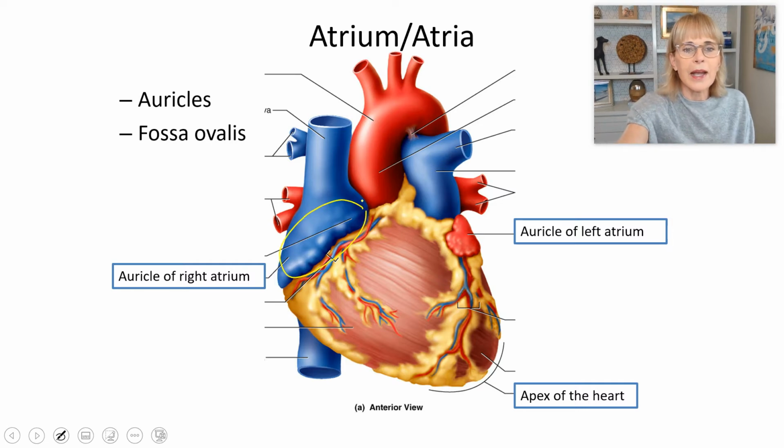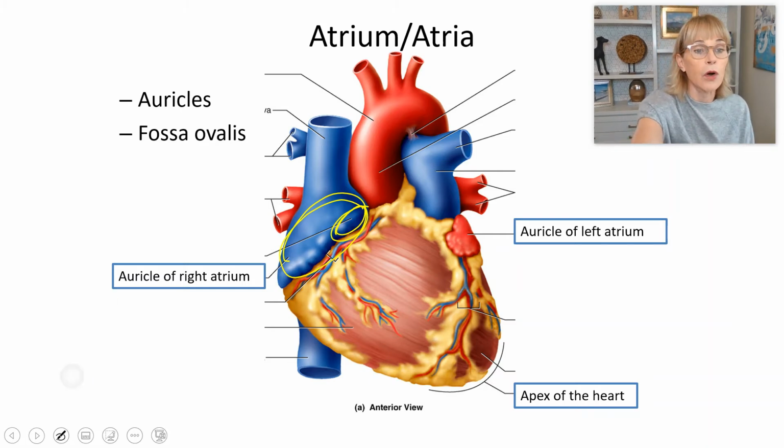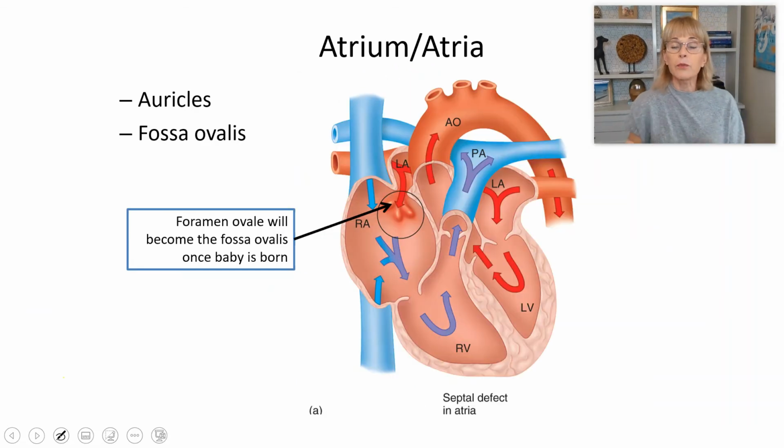So the right atrium has got a flap on it. That's called the auricle of the right atrium. And the left atrium has got an even more dramatic flap on it. That is called the auricle of the left atrium. So if I'm pointing to an atrium and I'm saying this specific part, I'm thinking about the auricles. Right.